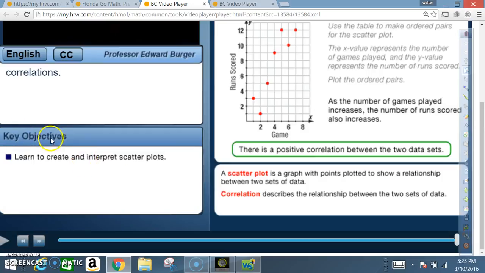All right, let's get the key objective in your notes: learn to create and interpret scatter plots. And also let's get these definitions. A scatter plot is a graph with points plotted to show a relationship between two sets of data. Correlation describes the relationship between the two sets of data. That is, positive, negative, or no correlation.